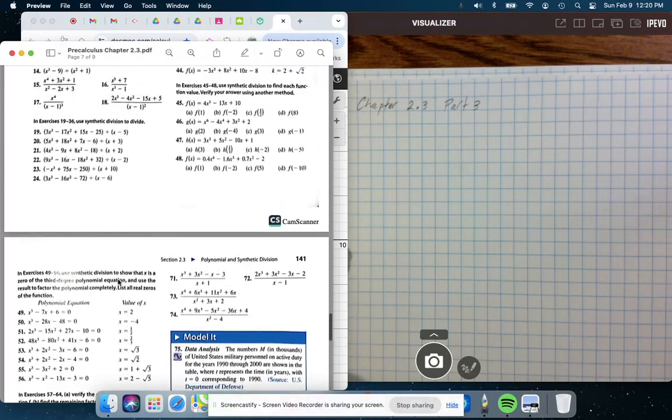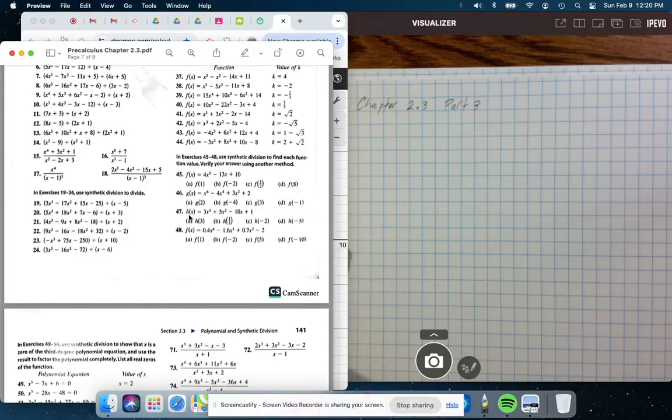Let's see, where did I leave off last time? I think I left off right here on problems 45 through 46. Use synthetic division to find each function value. And so here you just do synthetic division with each of these numbers, and the remainder is the value you would get if you were to plug these numbers into the function.